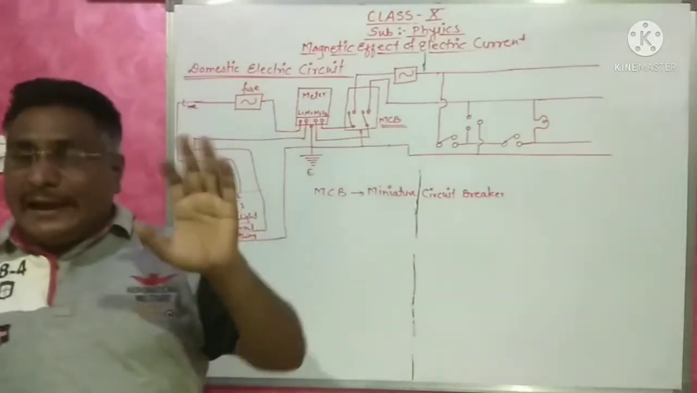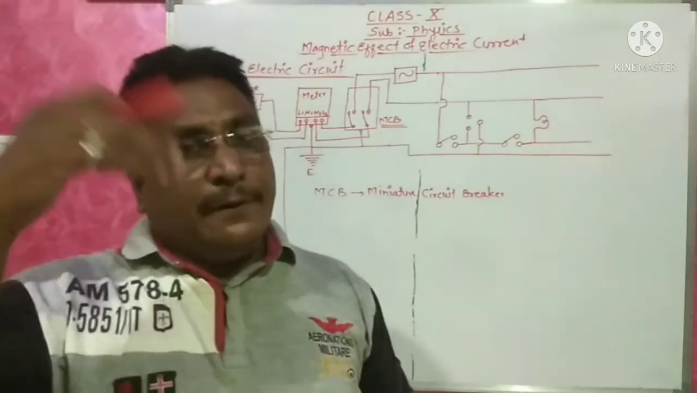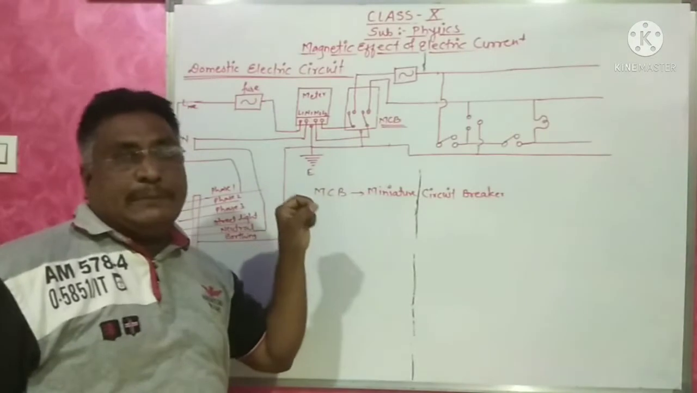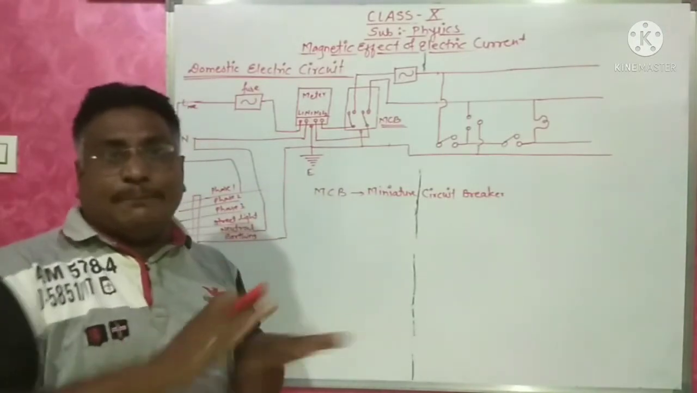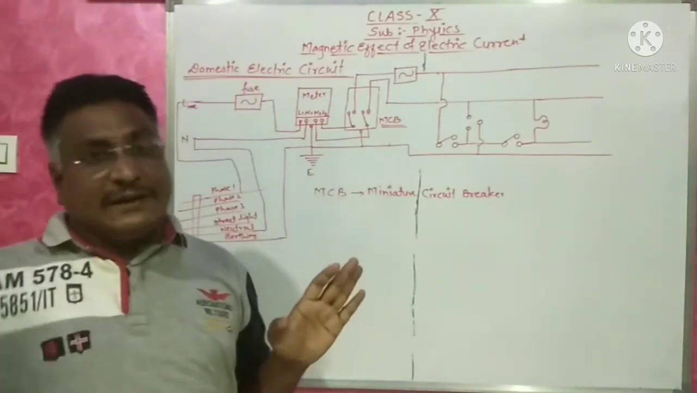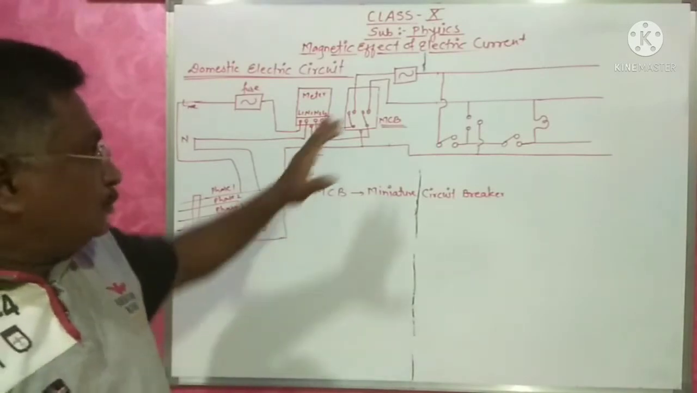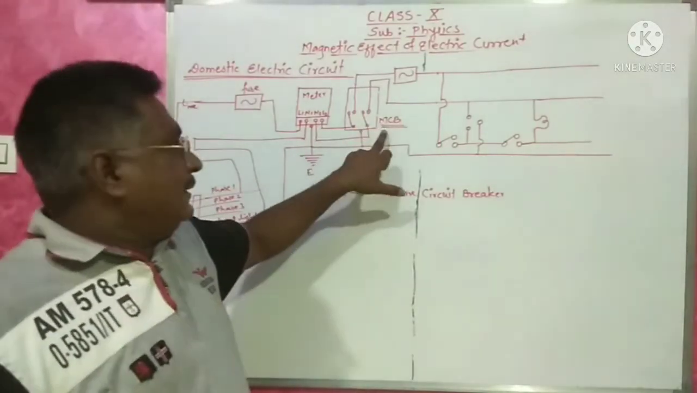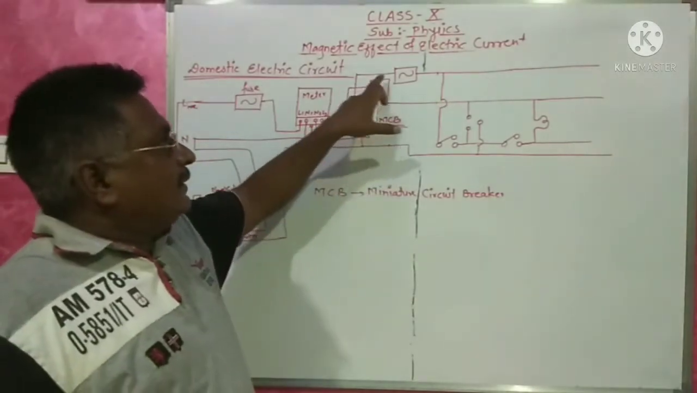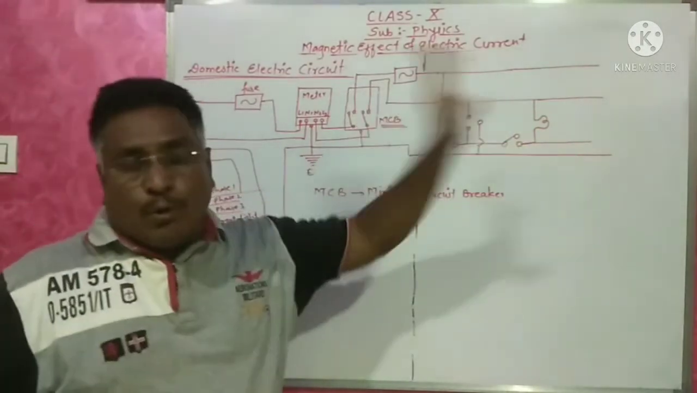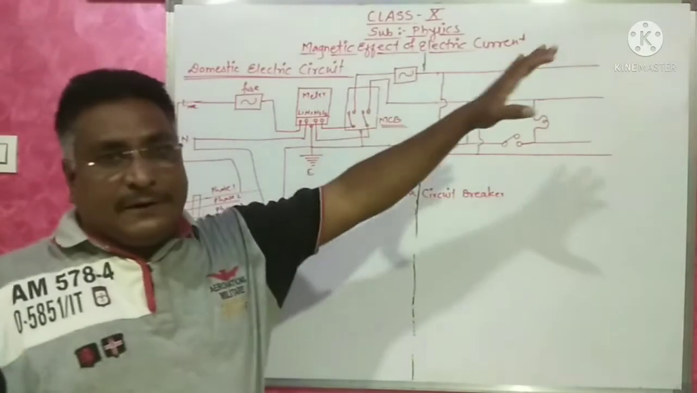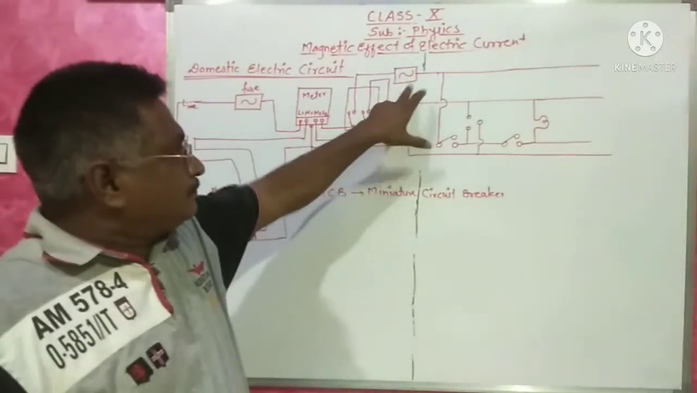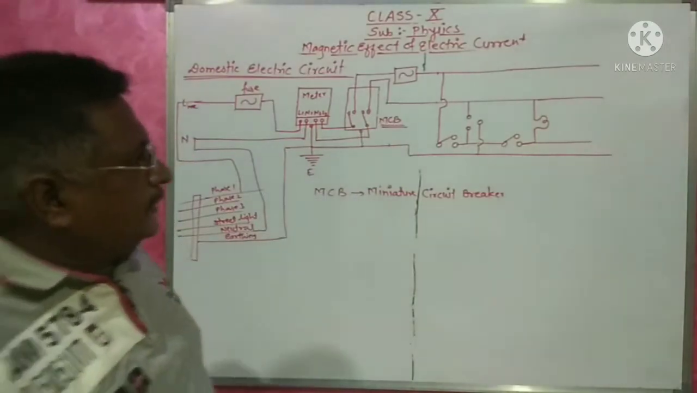So if in any room a short circuit happens, this switch will trip, meaning that room's circuit will break. The remaining circuit will continue. So for that purpose we are using the MCB, and from the MCB it goes into our home for different rooms. There we also connect one fuse. So how is it going?